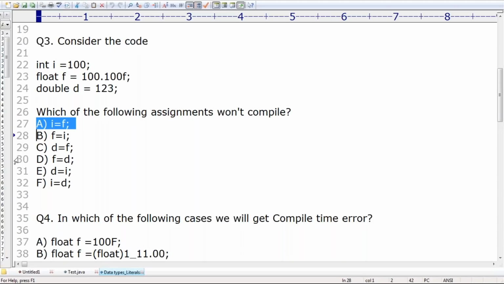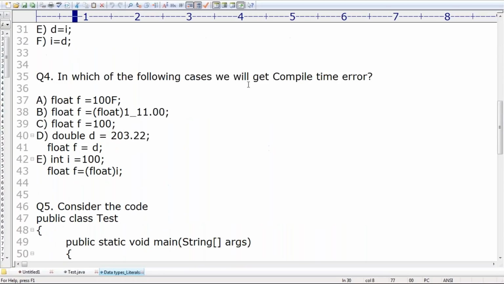A, next and after that D, next and after that F. Excellent, man, excellent. Sir, any explanation is required? Are you able to understand? If you are able to answer this one, only this level of exam bits are there. Don't worry about that.